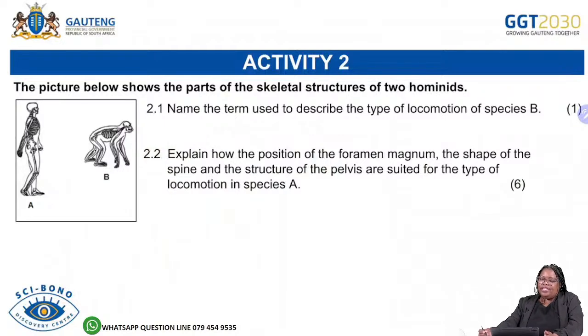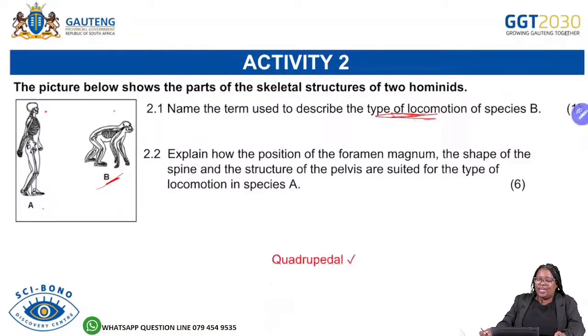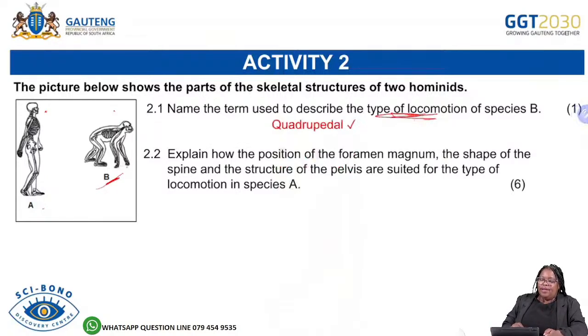Lastly, we're looking at the picture below. We've got picture A and B, okay? This is picture A, this is picture B. The picture below shows the parts of the skeletal structures of the two hominids. 2.1. Name the term used to describe the locomotion of B. Where is B? Here is B. Name the type of locomotion. We spoke about that already, and the type there we say it is quadrupedal, this one, B, because it is moving using the 4 legs.